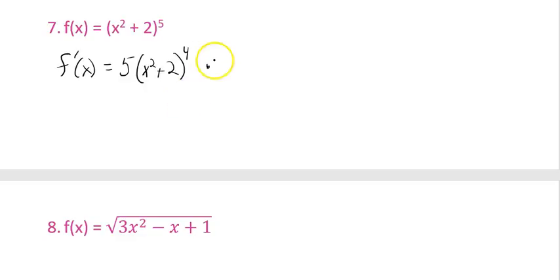Then I want to multiply by the derivative of the inside. I usually put it in parentheses in case there's a lot to it. I don't think about the 5 now, I think about the x squared plus 2. What is the derivative of that? That would be 2x plus 0, and I'm not going to write plus 0. That is how you do the derivative of something that is a composition.